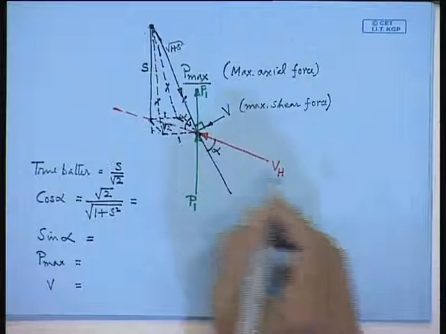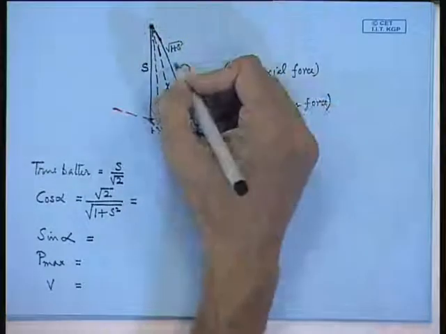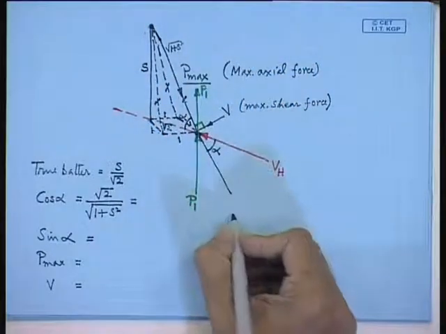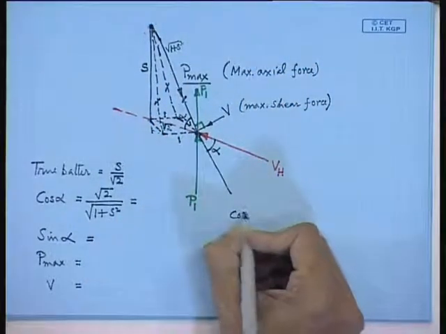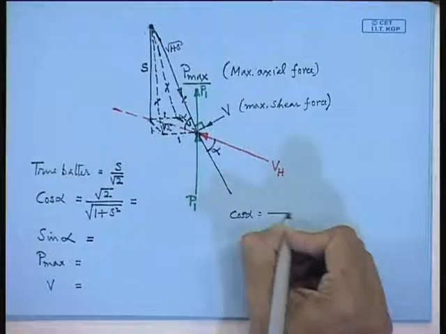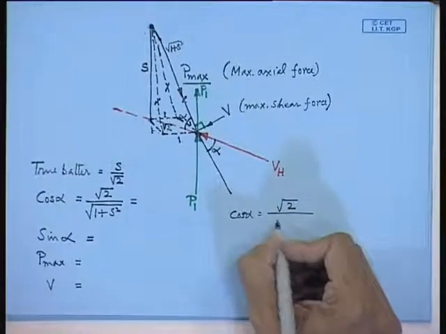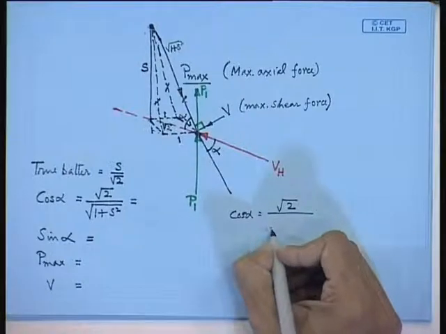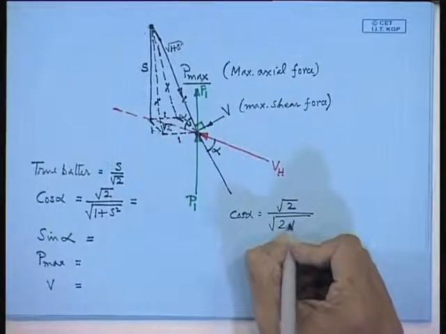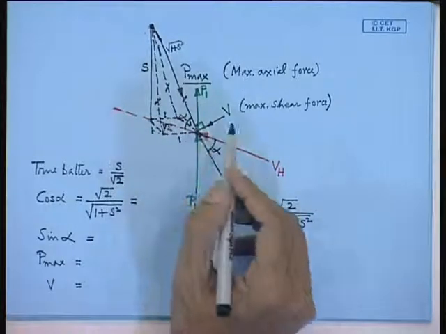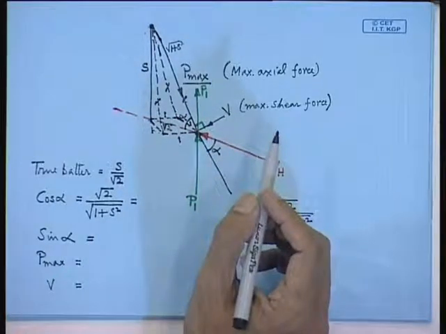Anyway, so let us see. So, how much are you saying this will be? Say cos alpha equals root 2 by root of 2 plus s square. Under root, 2 plus this will be square, 2 plus s square. But this 2 is coming from where? Instead of 1 you are getting. So that is root 2 by 66.